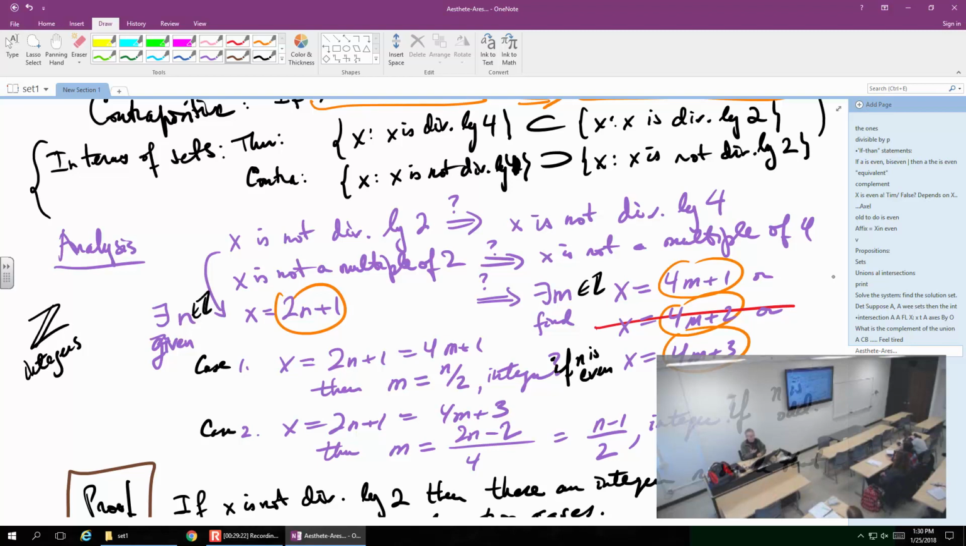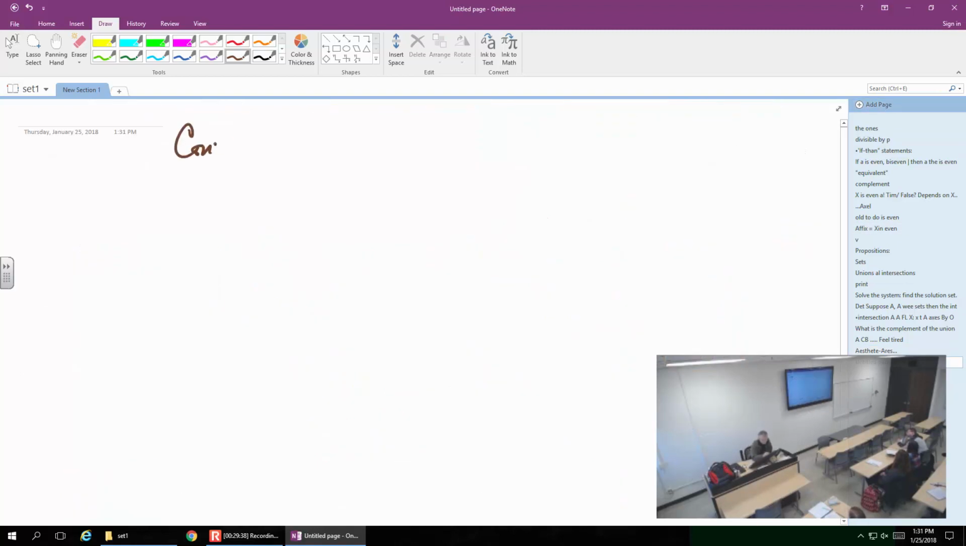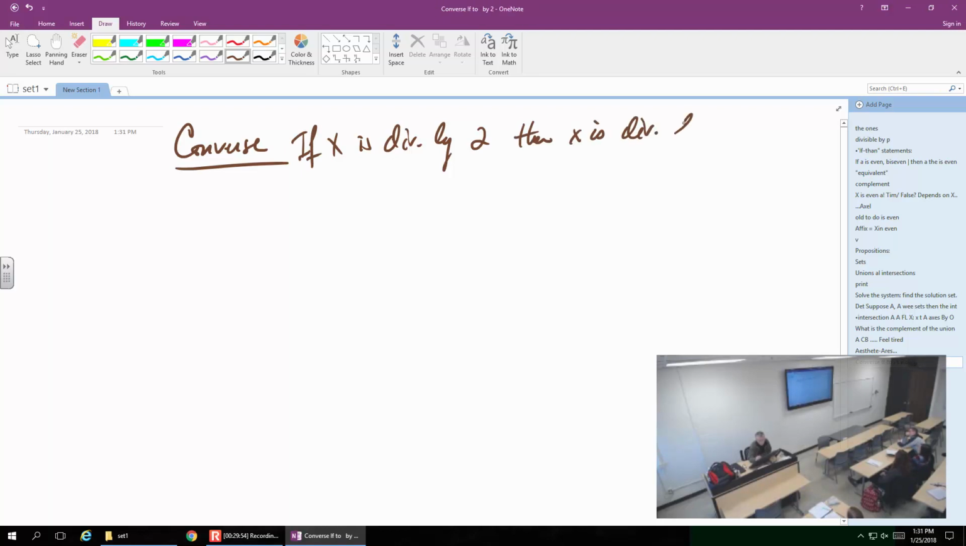What else do we do with implications? We also consider the contrapositive and converse, right? So let's state the converse. The original statement was: if x is divisible by 4, then it's divisible by 2. The converse: if x is divisible by 2, then x is divisible by 4.